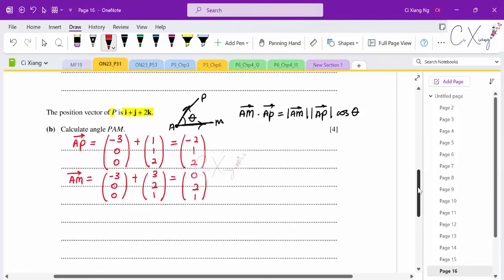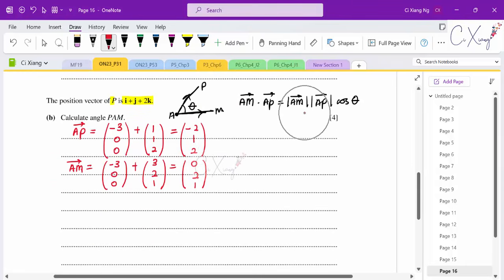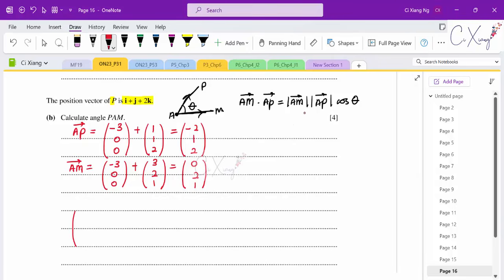Alright, then what I am going to do now is apply everything into the formula that I am going to use. So AM dot AP. AM means 0, 2, 1, dot product with AP, which is -2, 1, and 2, equals modulus of AM. What is the modulus of AM? You have square root of 0 squared plus 2 squared plus 1 squared. Then the modulus of AP is square root of -2 squared plus 1 squared plus 2 squared, with cos theta.